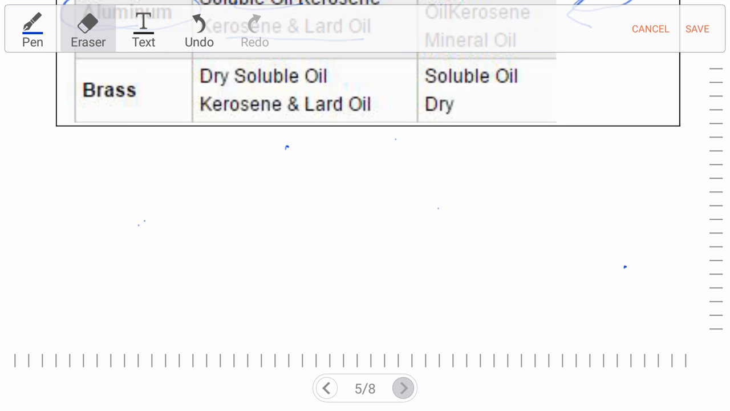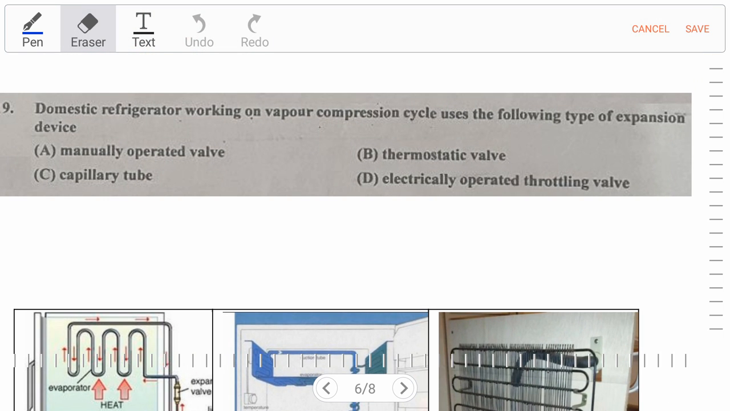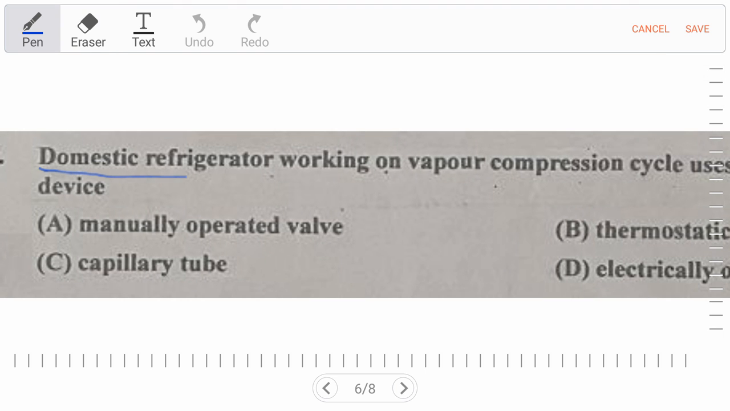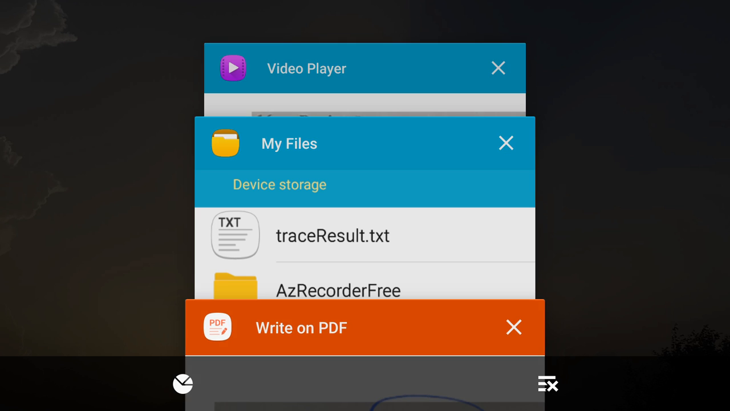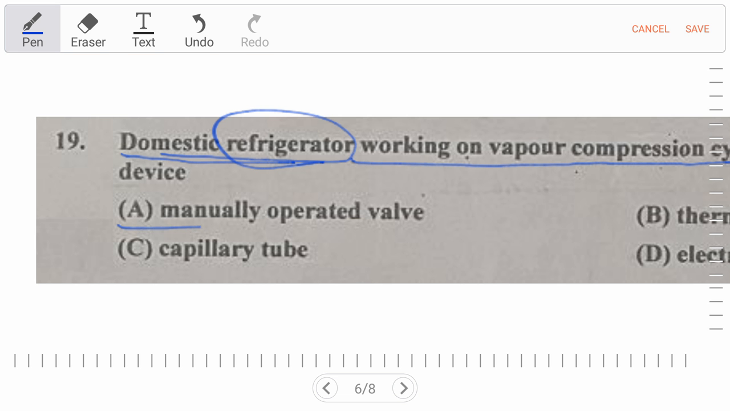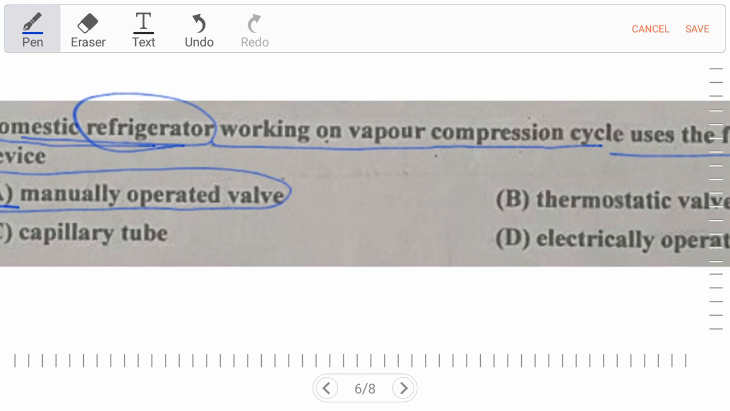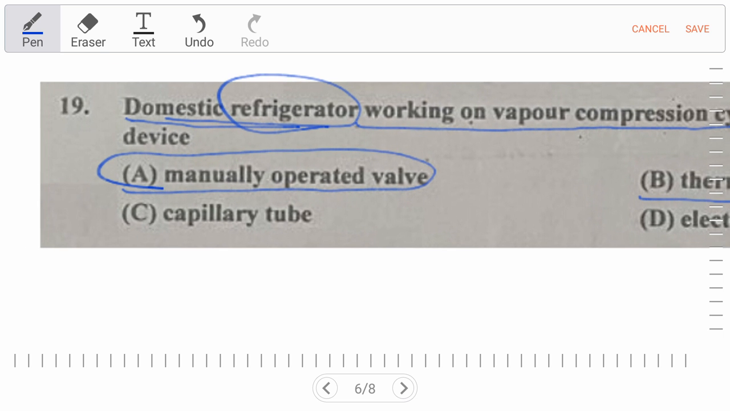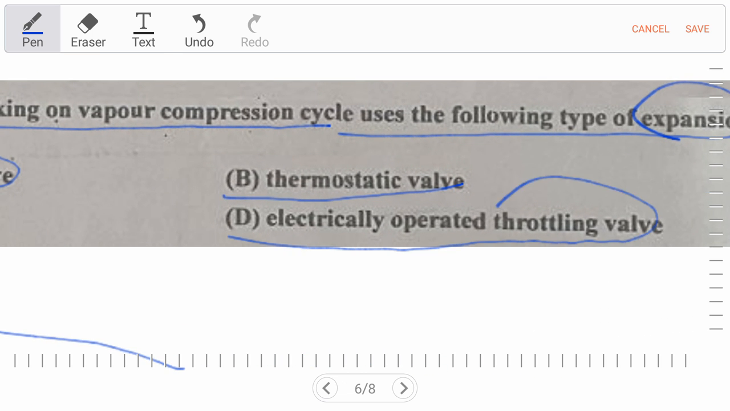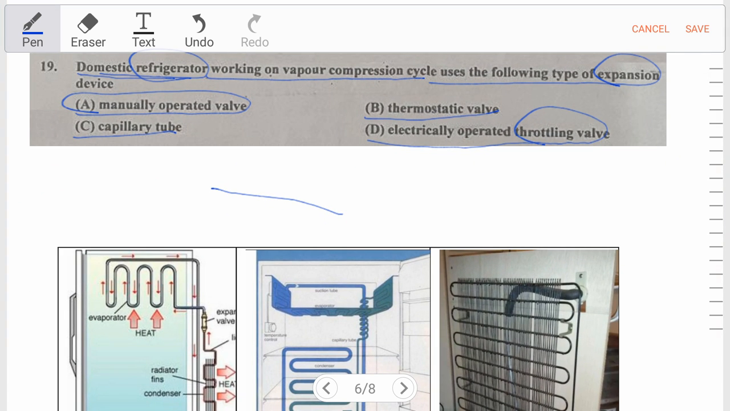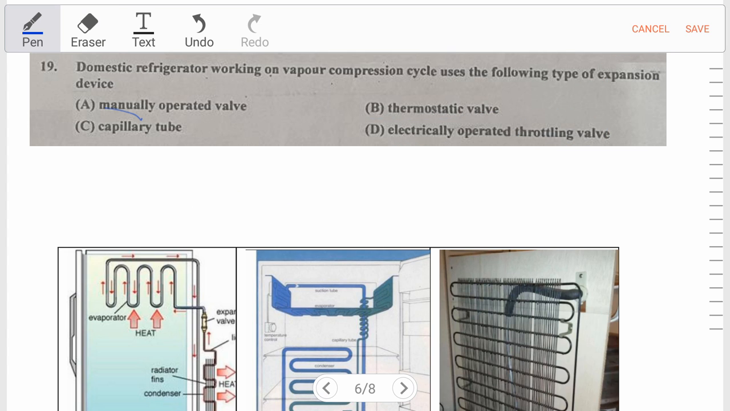Now let's move to the next question. Our question over here: for a domestic refrigerator working on vapor compression cycle, use the following type of expansion device. Our options are: A, manually operated valve; option B, thermostatic valve; option C, capillary tube; and option D, electrically operated throttling valve. So our right option is over here, capillary tube.